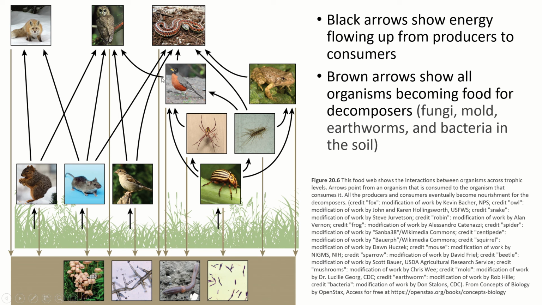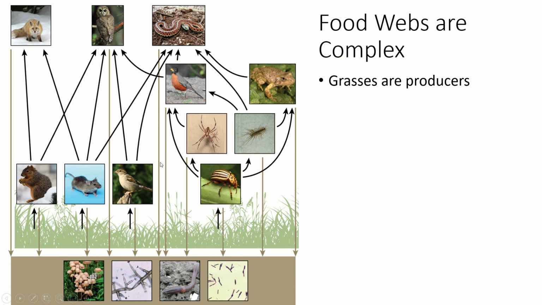Okay. Now, the brown arrows show these organisms after they die being food for the decomposers in the soil. That would be fungus and microscopic worms and large worms and bacteria and things like that. So this food web doesn't just go up in trophic levels, it also comes back down to the decomposers that then recycle all of those chemicals and nutrients that were in these biological organisms.